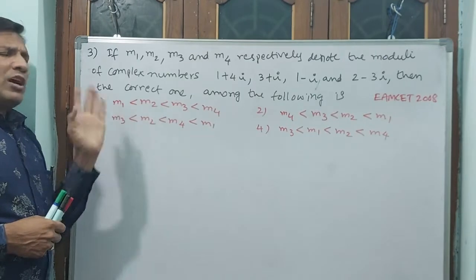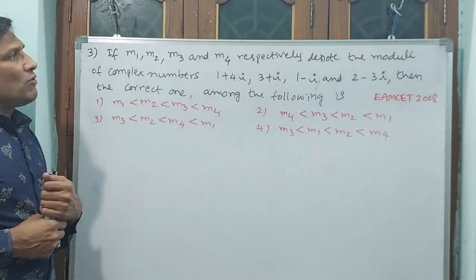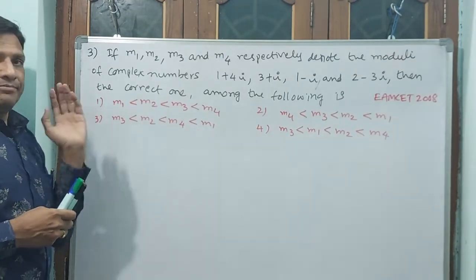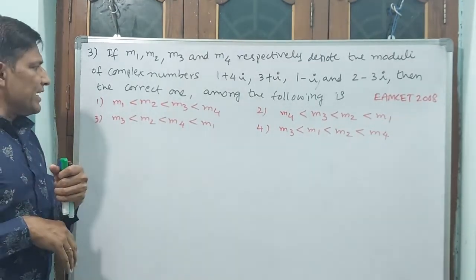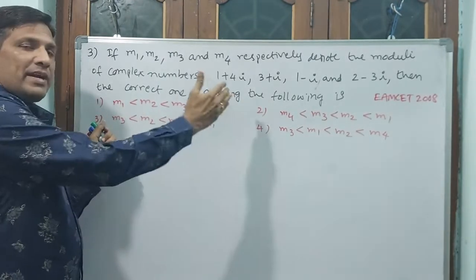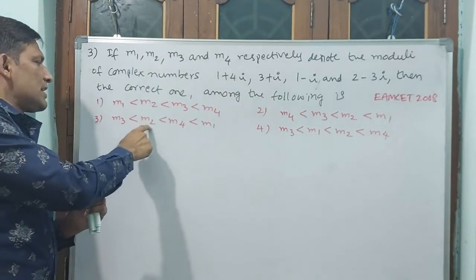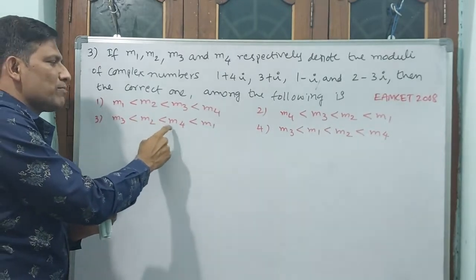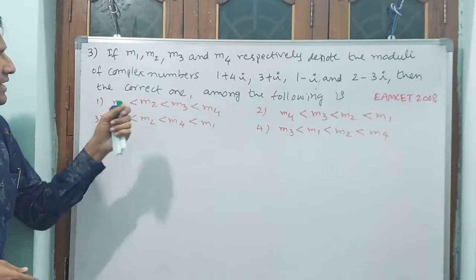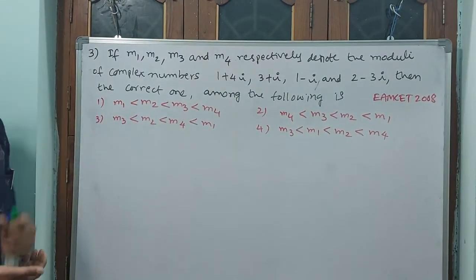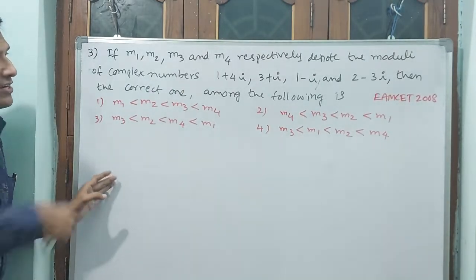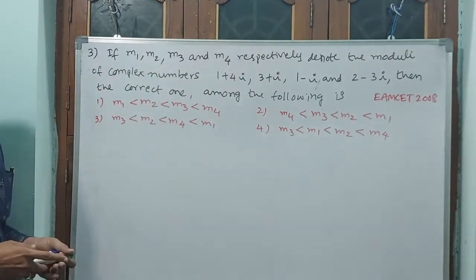You see here, normally we are going to find the modulus, we know. The modulus value will come, and that modulus value we have to compare, in ascending or descending order. Here they have kept all in ascending order only. You see, left to right increasing: m3 is less than m2, m2 is less than m4, m4 is less than m1, like that they have written. Nothing is in descending order, all ascending order. Ascending order means the least value we write first, the highest value last.